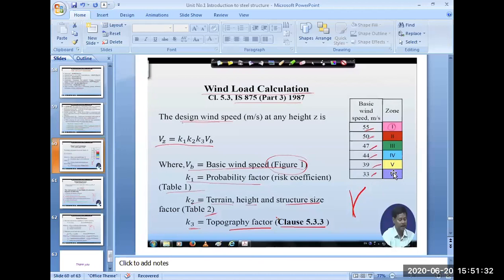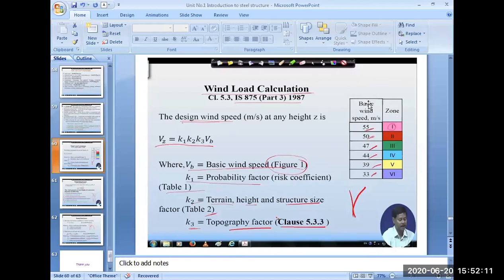So I will show you in the IS code the entire map of our country and how the zones are divided. That we will see, when I open the IS code after this wind calculation. So have you understood this table? There are 6 zones in overall India. As per the zones, the wind speeds are there. So for zone 1, zone 2, zone 3, zone 4, zone 5 or zone 6, there are 55 to 39 meter per second velocity speeds.